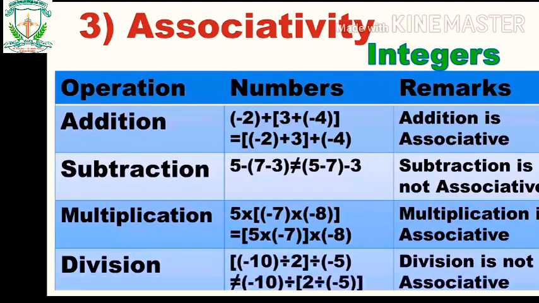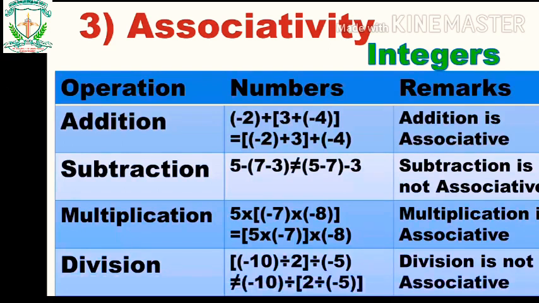Lastly, if you look at division, is minus 10 divided by 2 bracket divided by minus 5 equal to minus 10 divided by bracket open 2 divided by minus 5 bracket close? The answer will be no, because if you solve this problem we are not going to get LHS equal to RHS. LHS is different and RHS is different. So it is not true for division.